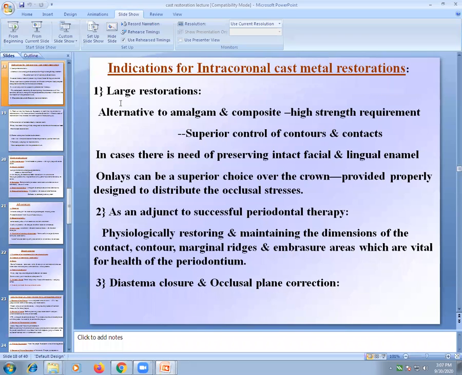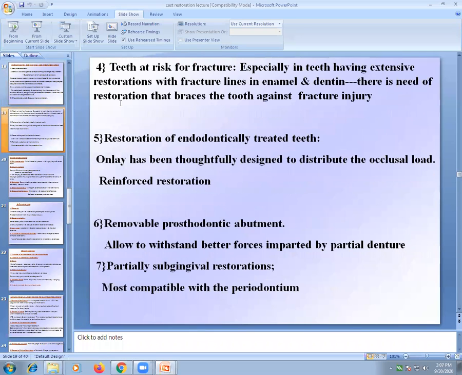So at that time, what we have to do is adjust the occlusal plane according to the proper slopes, like the buccal slope and lingual slope of the tooth structures. Then the next one is teeth at a higher risk of fracture, especially teeth having extensive restoration with fracture lines in the enamel and dentin.